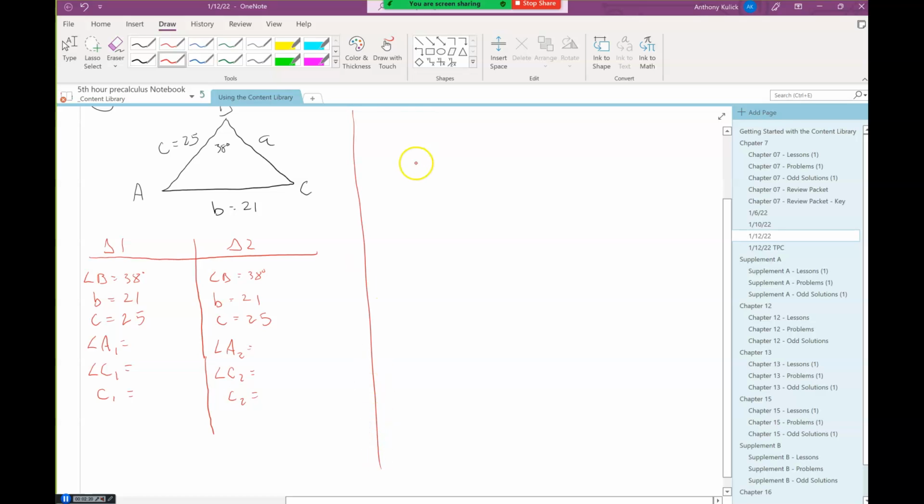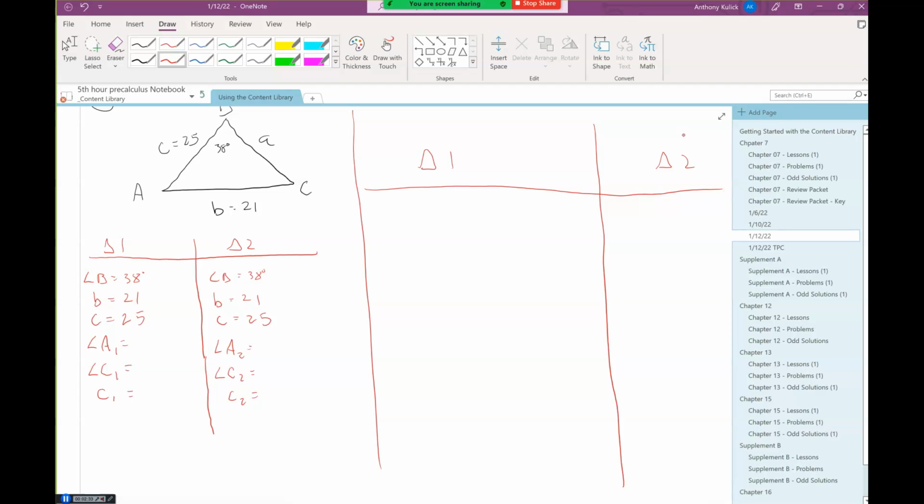The other thing that I'm going to do is make a space to do my work for triangle 1 and a space to do my work for triangle 2 so that I don't accidentally use the wrong information for the wrong triangle. In general, what I like to do is solve all the triangle 1 stuff first and then find the triangle 2 stuff afterwards. You could jump back and forth and do it at the same time, but I think the odds of using the wrong information for the wrong triangle goes up if you try to do that. So I like to just do all of one triangle and then switch and do all of the next triangle.